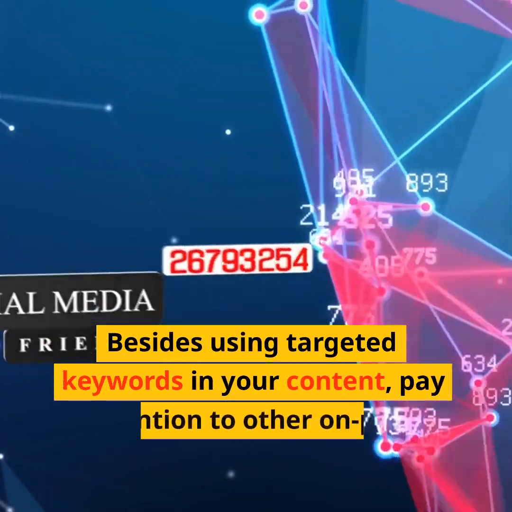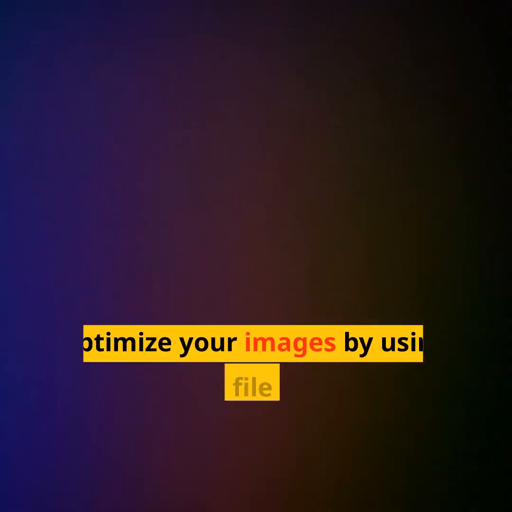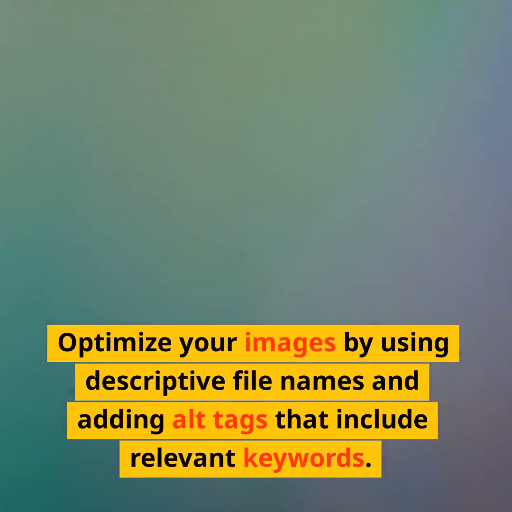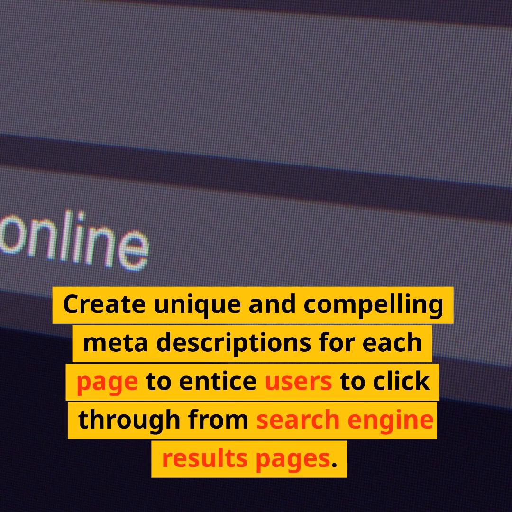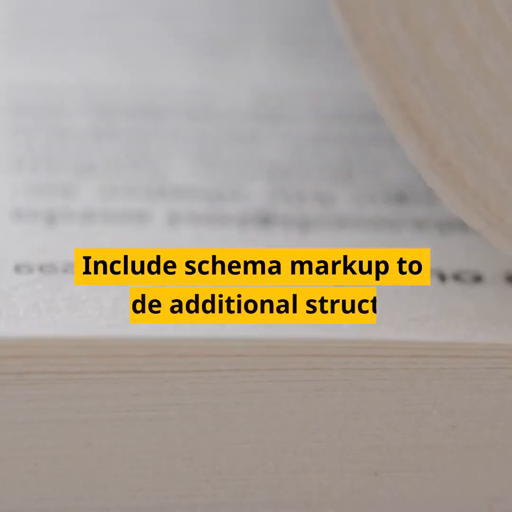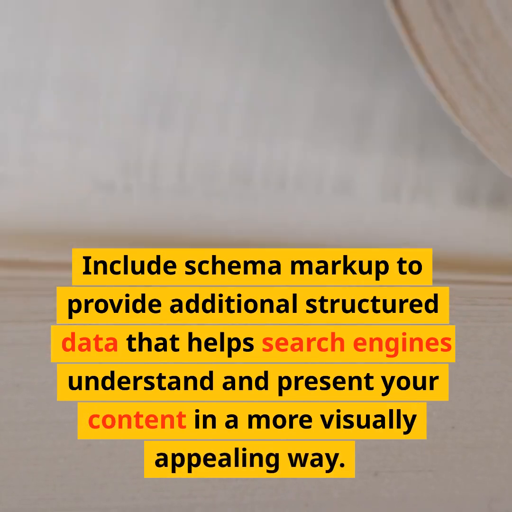Besides using targeted keywords in your content, pay attention to other on-page elements. Optimize your images by using descriptive file names and adding alt tags that include relevant keywords. Create unique and compelling meta descriptions for each page to entice users to click through from search engine results pages. Include schema markup to provide additional structured data that helps search engines understand and present your content in a more visually appealing way.